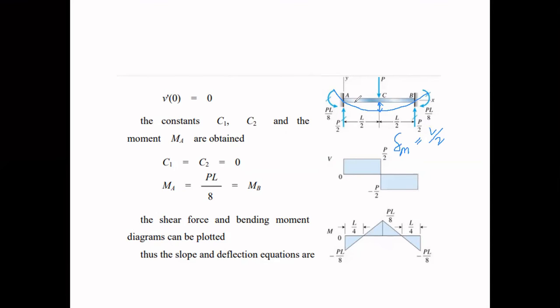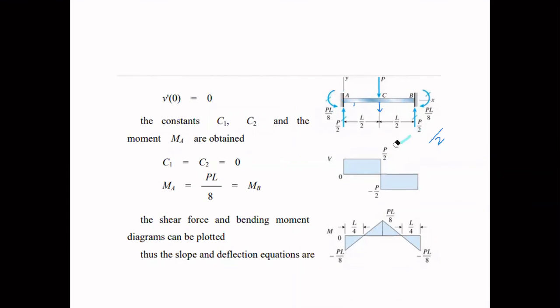So for rotation, we can clearly see if this is a rotation, this is theta A, and this is a rotation, say theta B, whereas this is a deflection, we can say delta C or delta max, because the maximum deflection is occurring at the center itself. So this is how we can find out where the maximum deflection occurs. In this case, it is at the center. So we have easily calculated.